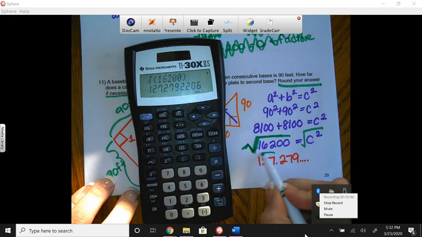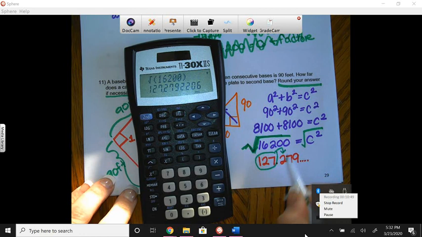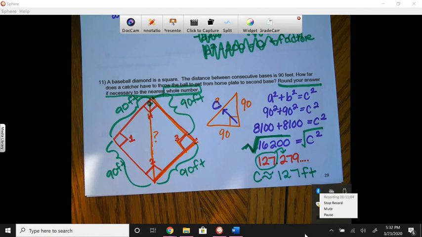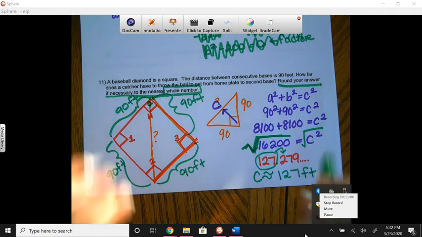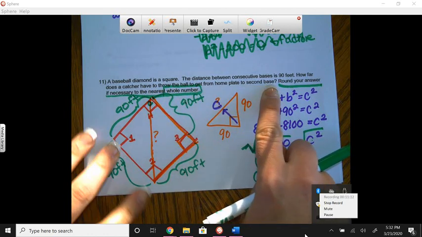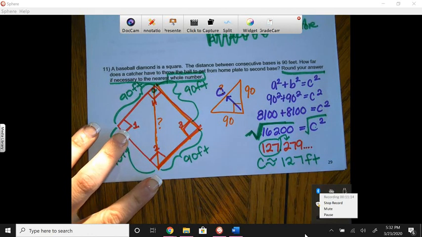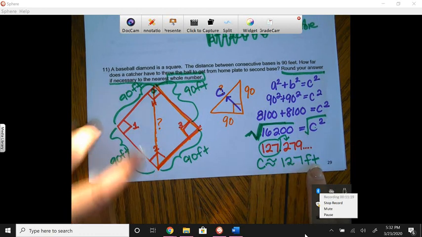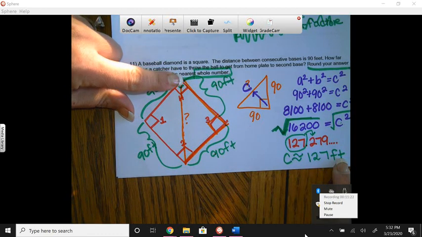So we have to look at the number right after the decimal, the tenths place, and if this is 5 or higher, we round this up because it just wants a whole number. So we would say that C is about 127 feet. So if we were answering this question, it says, how far does a catcher have to throw the ball to get from home plate to the second base? So I would say that the catcher has to throw about 127 feet to go from home base to second base.